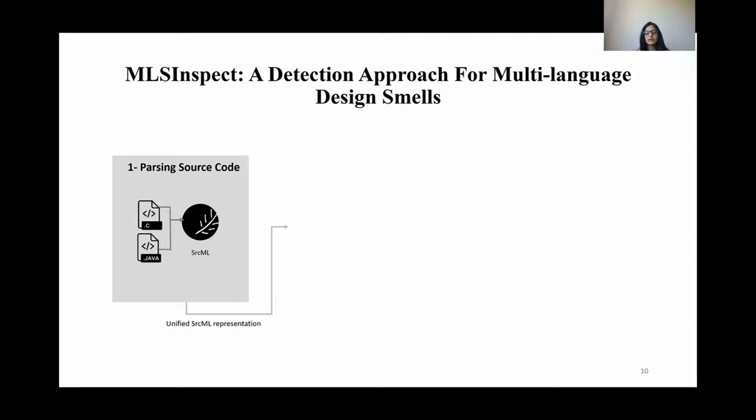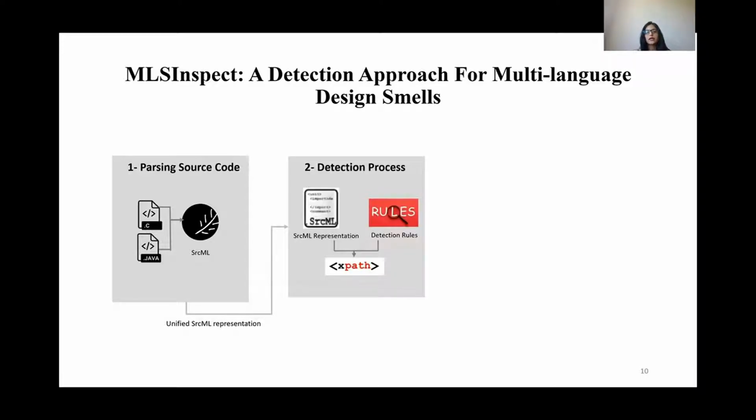The approach takes a JNI project, so a project with Java and C, C++. It applies srcML to generate a unified srcML representation for the whole project. Then, using a set of detection rules we are proposing for each specific type of design smell, we are using XPath to navigate through the srcML representation and apply our detection rules.